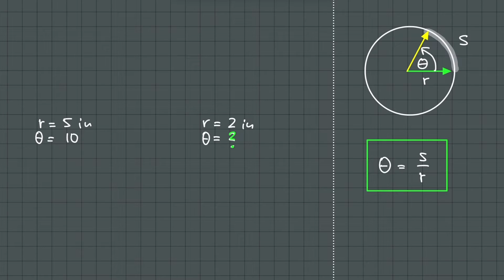The best way to solve these kinds of problems is to start by drawing a sketch. So let's do that first. This is the smaller pulley, and this is the bigger pulley, which has a radius of 5 inches. Let's connect these pulleys with a belt.